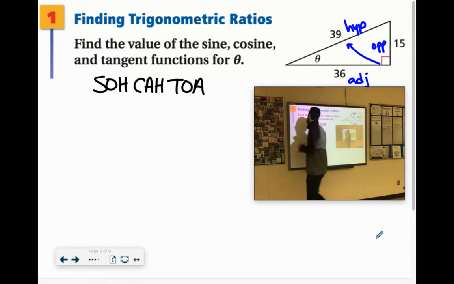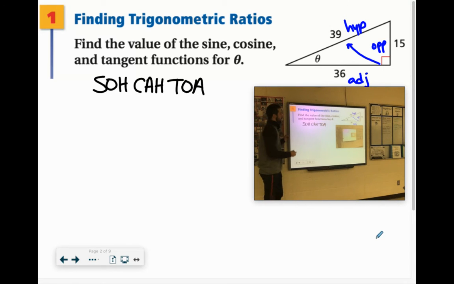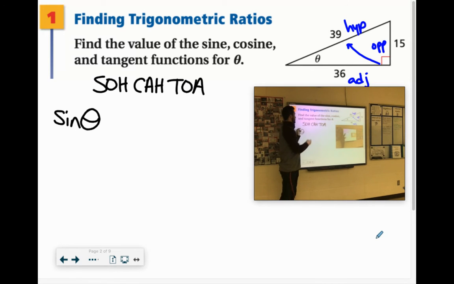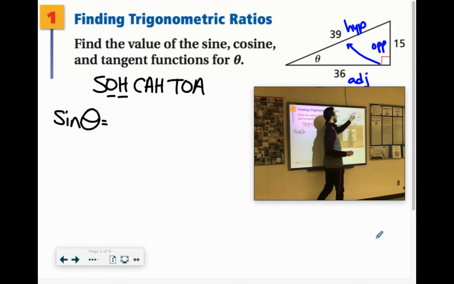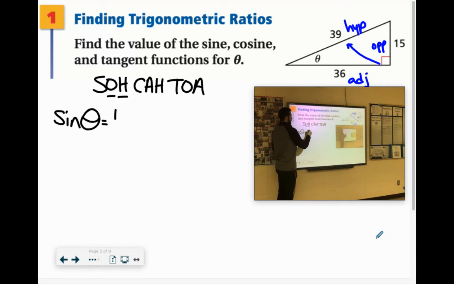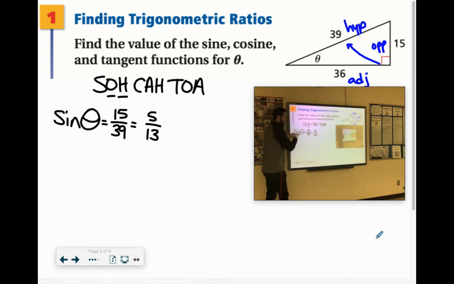I don't know. Find the value of sine, cosine, and tangent. So sine of theta would be, using the letters, opposite over hypotenuse. So the opposite side of that angle would be 15 over the hypotenuse, 39. Now, you always reduce those fractions. They're both divisible by 3. So 3 goes into 15 5 times, and into 39 13 times. So there's the sine: 5 over 13.